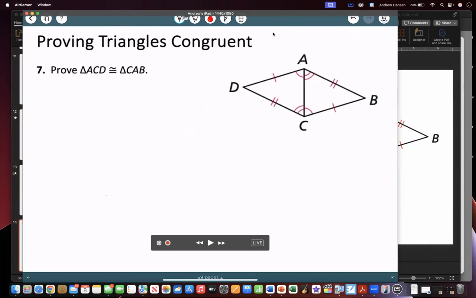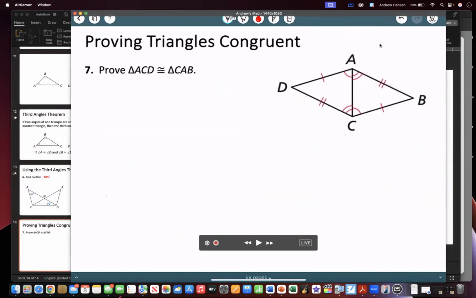Okay, so the final example. We want to prove that ACD is congruent to CAB. If I want to prove triangles congruent, at least for now, the rest of the section we're going to come up with shortcuts. But by definition, we need to show all three sides and all three angles are congruent. So six different things, which obviously is tedious, six different statements, which is why shortcuts would be helpful here.